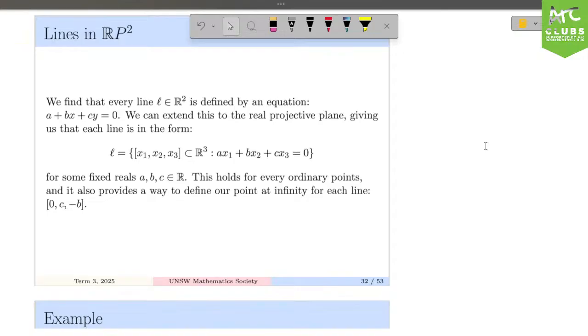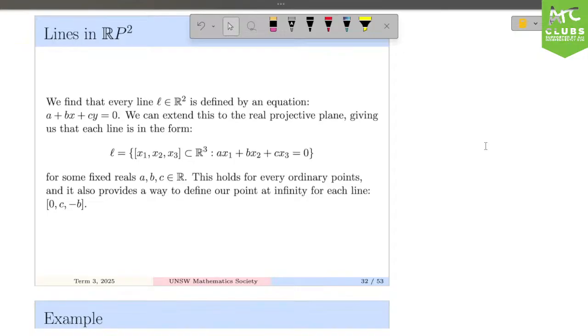Note that this is also the equation for defining a plane in R cubed. This corresponds to the fact that when we are representing the real projective plane in R cubed, a line is just a 2-dimensional subspace. Indeed, it's the two-dimensional subspace that is spanned by any two distinct points on that line.